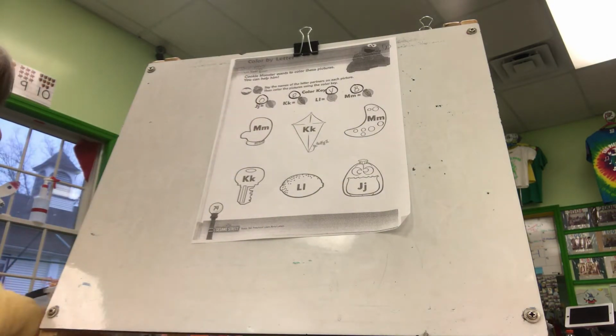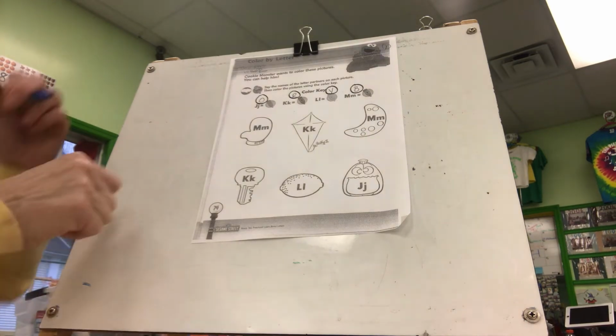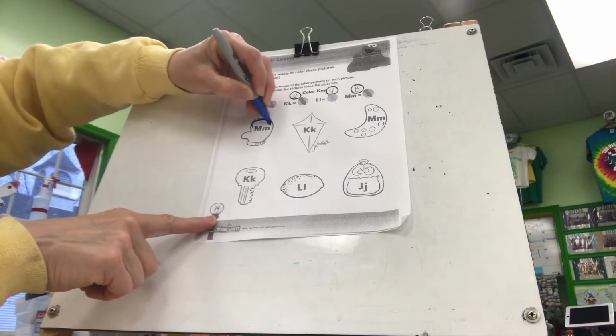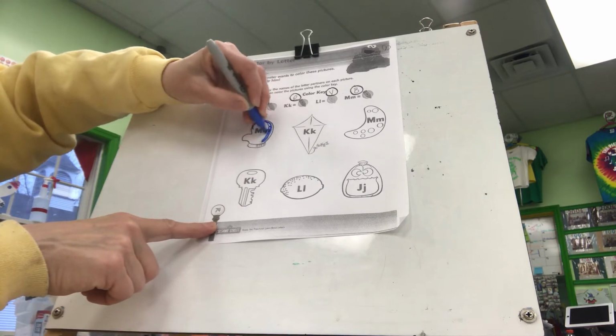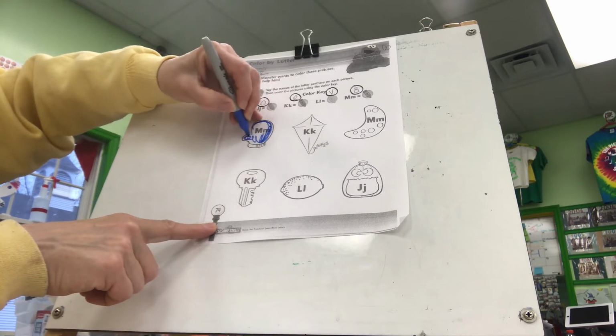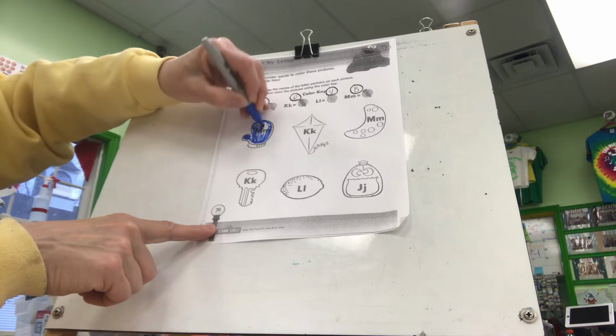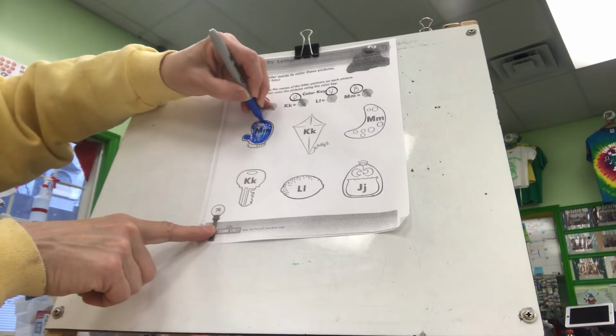Let me get my blue marker here. You're making a circle shape. Make sure that your crayon or your marker, whatever you're using, is moving in a circular shape too. Go with the shape of the picture. You can't use straight lines unless you have plenty of room.